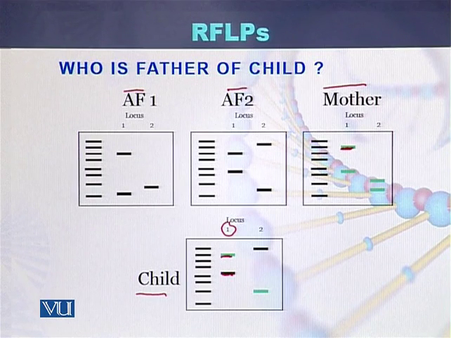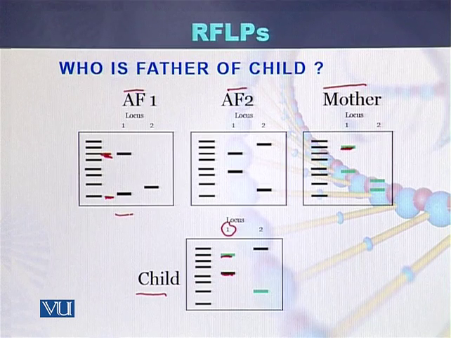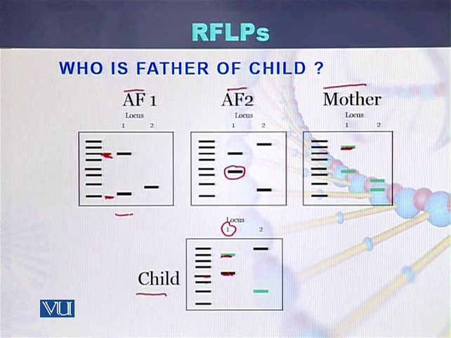If we see in case of father 1, here the alleles are relevant to this DNA fragment and relevant to here. But in case of the child, it is present at ladder number 1, 2, 3 and roundabout 4. So this allele has been inherited from AF2 because AF2 has this allele. So this is the allele of AF2, meaning father 2.